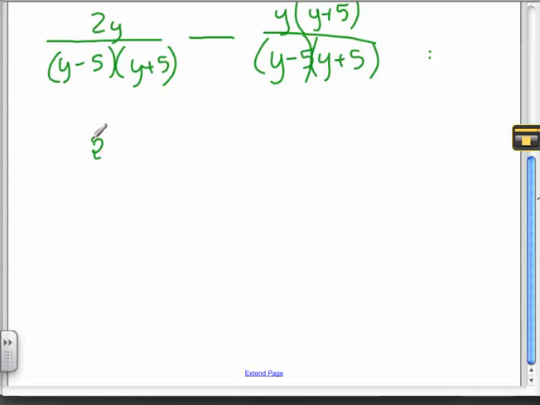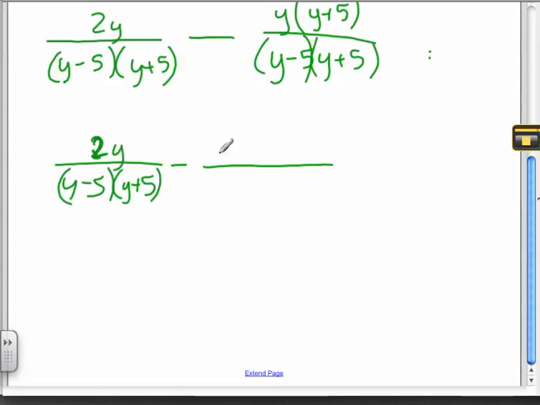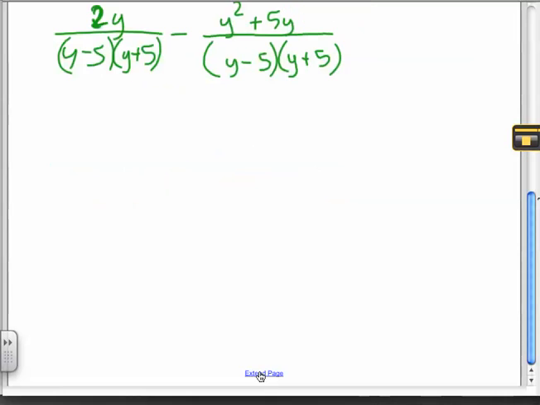I'm going to have 2y over y minus 5 times y plus 5, minus y squared plus 5y over y minus 5 times y plus 5. Okay, so far so good. Now I'm going to put them together because they have a common denominator, so I'm going to write it as one fraction. So it's going to be 2y.